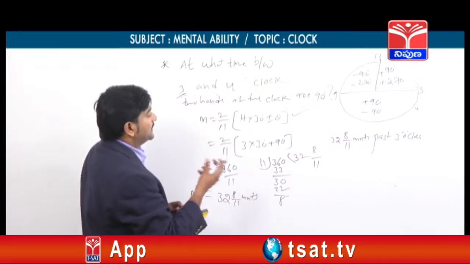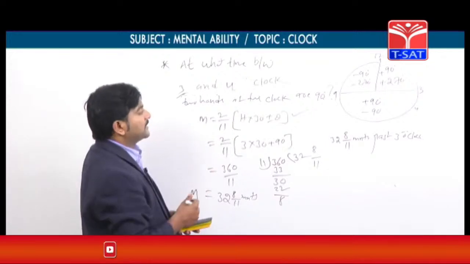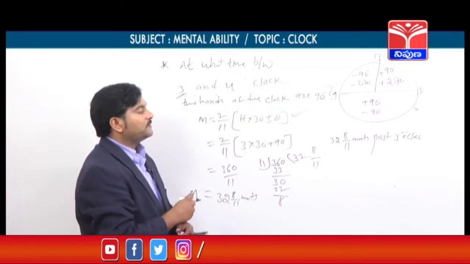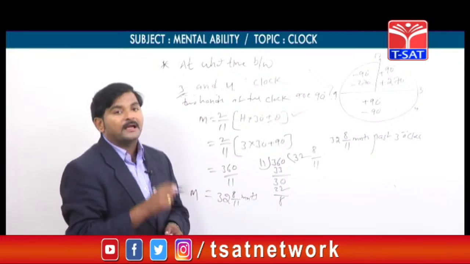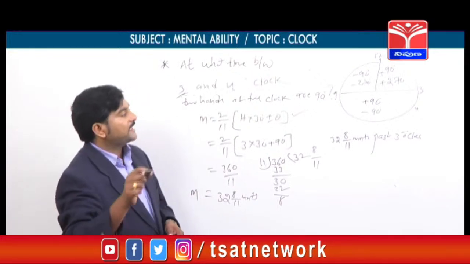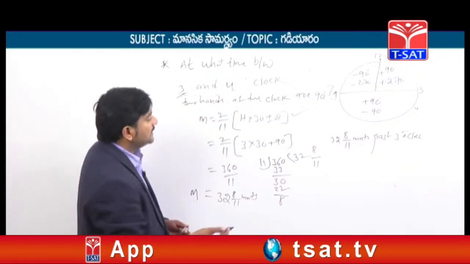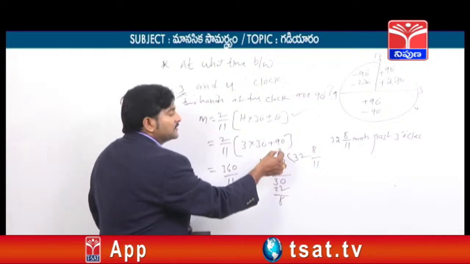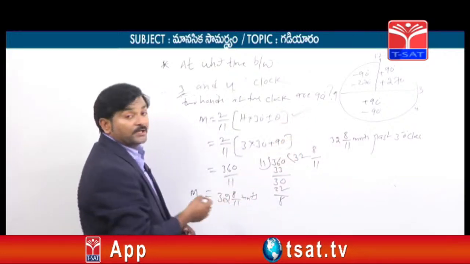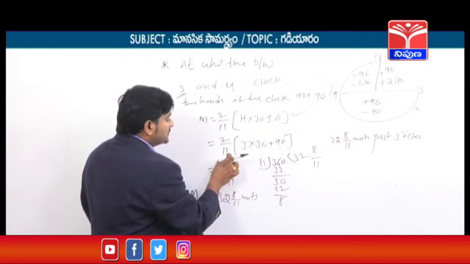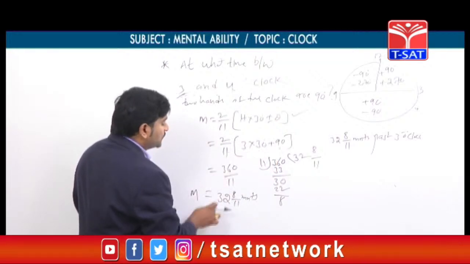So from 3 and 4, at what time between 3 and 4 the angle between the two hands of the clock is 90 degrees? One time I am getting 32 8 by 11 minutes past 3 o'clock, and in the second case I am getting exactly 3 o'clock because minutes I am getting 0. How can we say theta equal to minus we need to take? Because time lies under 3 and 4. If it is minus 90, this value could be 0, 0 into something 0, so M is equal to 0 I am getting.